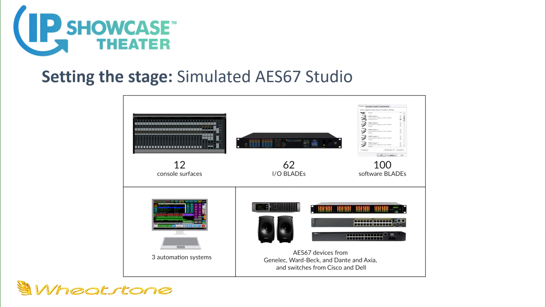So what did we do, and where are we coming from with some of the things we learned? Well, we assembled a network of over 160 different devices. These were console surfaces. There was 62 blades, 100 software blades, which were either PC drivers or blades running as simulators, and three different automation systems, as well as Genelec speakers, Ward Beck equipment, Dante equipment, Axia xNodes, and switches from both Cisco and Dell.